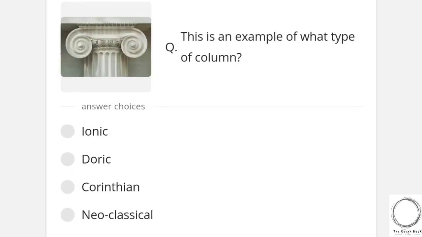Moving on to the next question, this is an example of what type of column, and the options are again Ionic, Doric, Corinthian, Neoclassical, and the right answer is Doric.